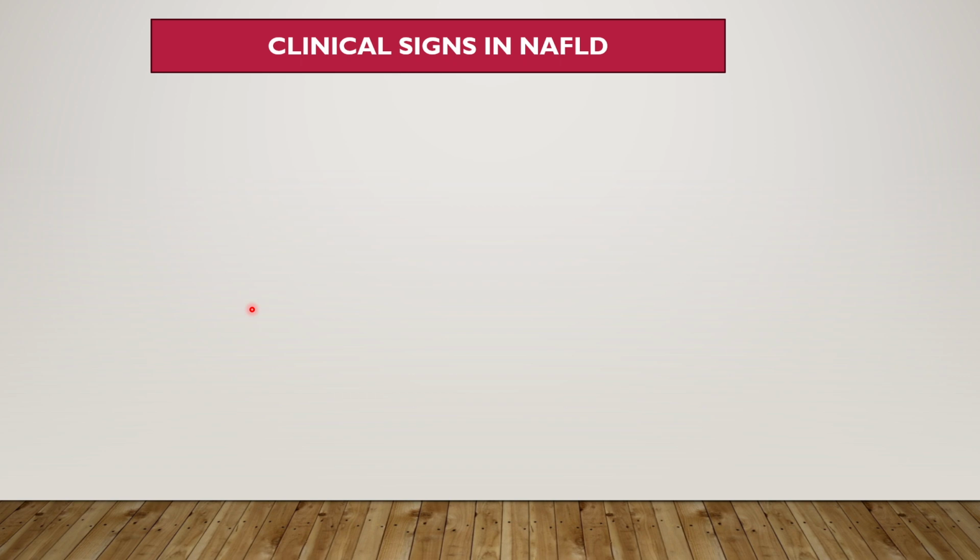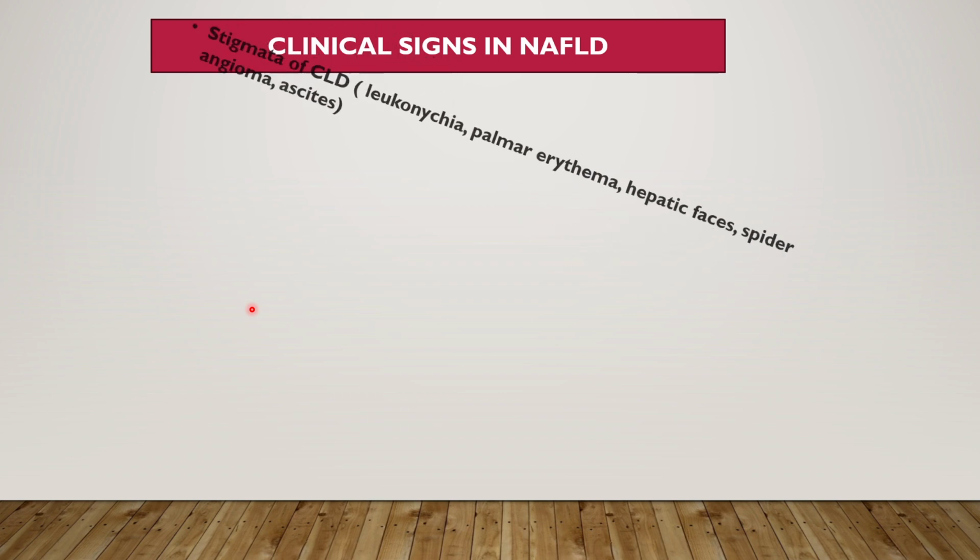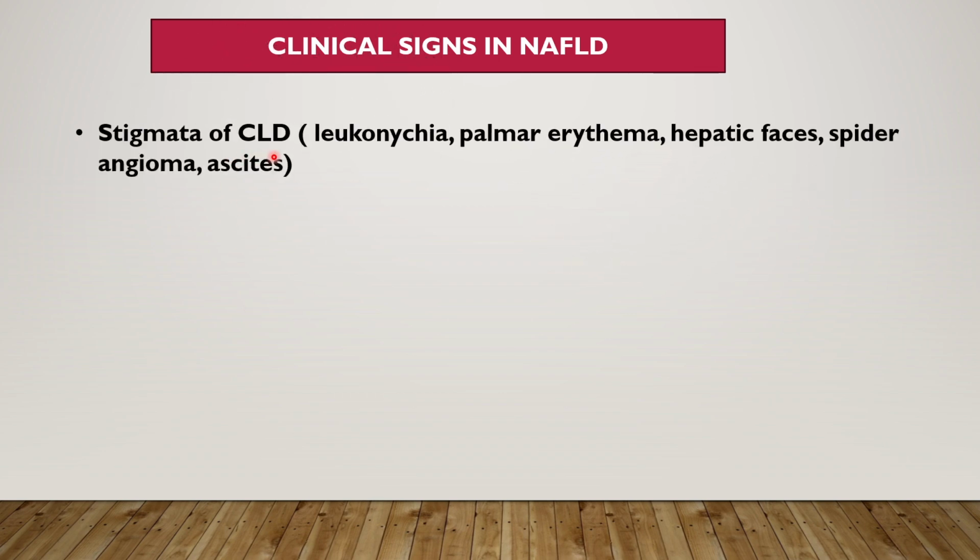Now, the clinical signs in non-alcoholic fatty liver disease, these include stigmata of chronic liver disease, which we discussed earlier. The patient may be very obese, and a patient may be hypertensive or diabetic, but mostly if the patient is not fitting into other causes for chronic liver disease and patient is diabetic, so long-standing diabetes leads to fatty liver, which is steatosis, followed by steatohepatitis, followed by fibrosis and cirrhosis.